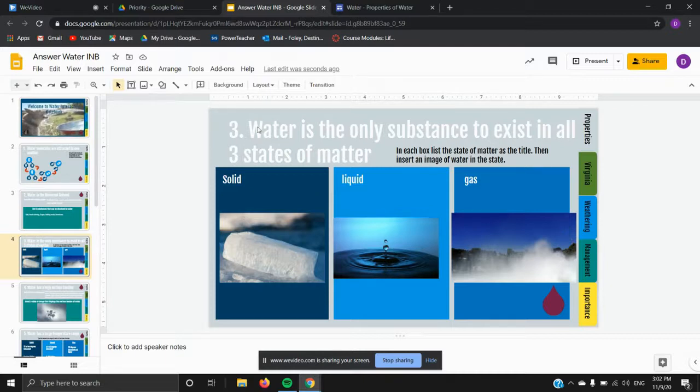So for slide 4, you were going to tell me water is the only substance to exist in all 3 states of matter. So solid, which is ice, liquid, which is just water that we drink, and then gas, which is steam that we see here.